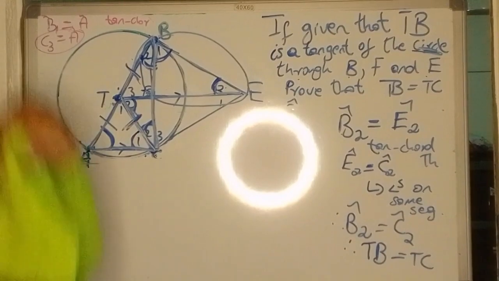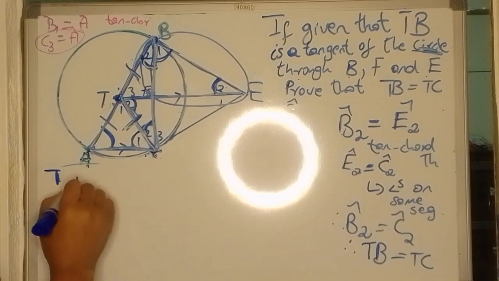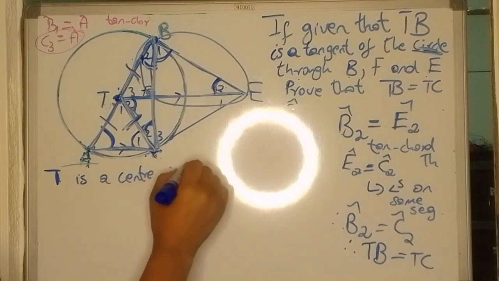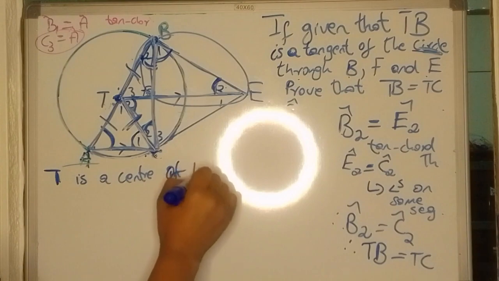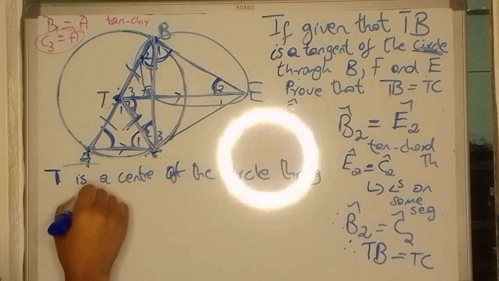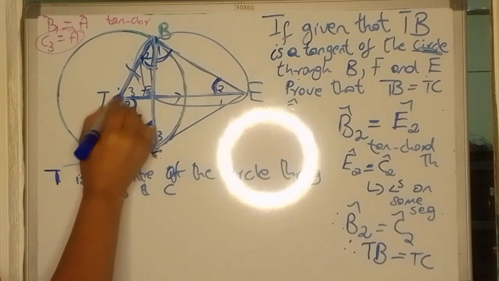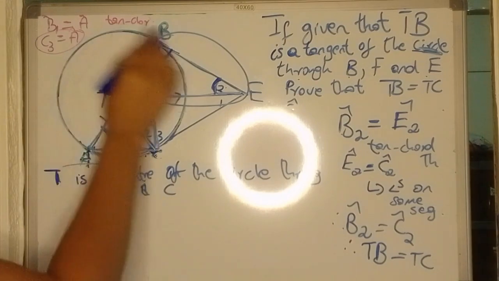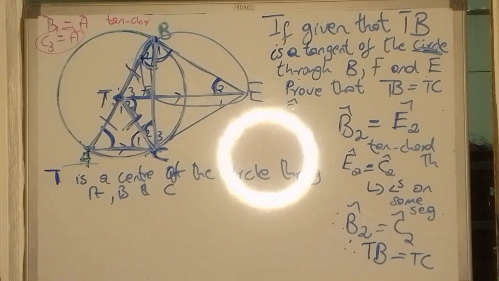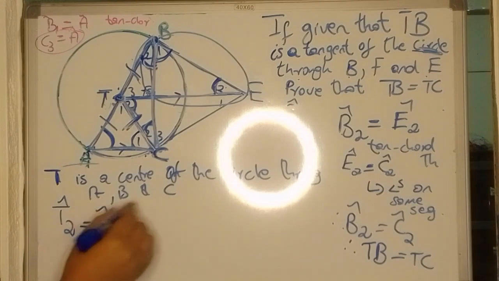Okay, last question on this one is that we hence prove that T is the center of the circle through A, B, and C. We need to prove that T is the center of the circle through A, B, and C. Let's start. Alrighty, so we know that T2 is equal to C1.